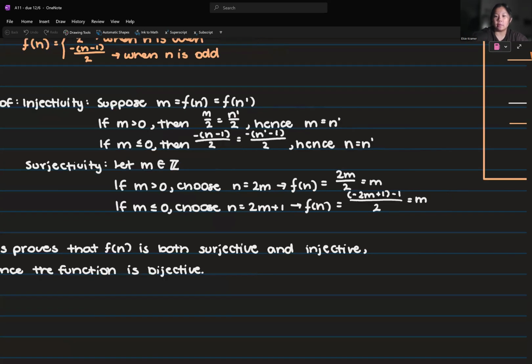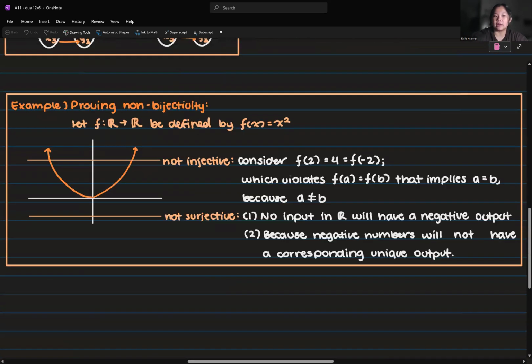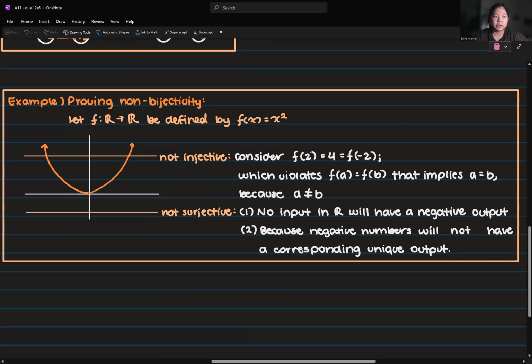With the time that we have left, I wanted to delve into an example that is not bijective. For this example, we're using f on R defined by f of x equals x squared. As you can see with the graph, it points out why the function isn't injective or surjective. For the not injective portion, we have f of 2 and f of negative 2, which both are equal to 4. This violates the condition that f of a equals f of b implies that a equals b, but in this situation, a does not equal b.